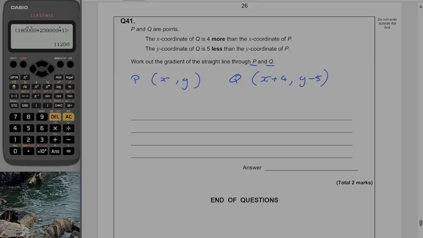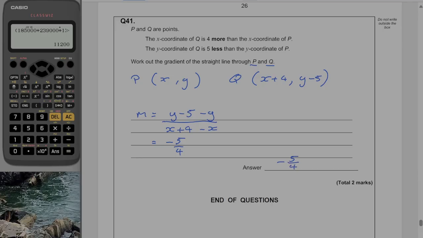So the gradient is going to be equal to, I'm going to do it this way around. So the difference in the y-coordinates, and this is quite nice, because the y's and the x's will cancel. So y minus 5 and minus y, over the difference in the x-coordinates, which would be x plus 4 minus x, which is going to give us minus 5 over 4. So minus 5 over 4.